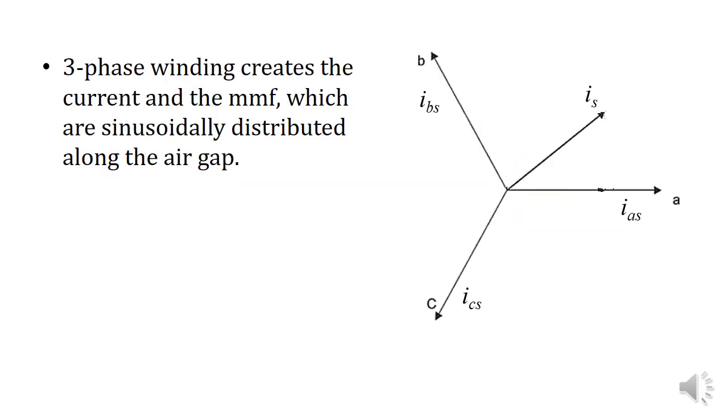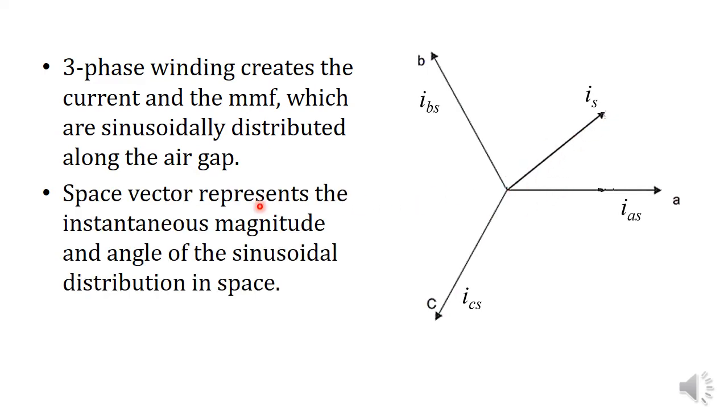In the case of a three-phase induction motor, it has a three-phase stator winding. So this three-phase stator winding creates the current and the MMF, which are sinusoidally distributed along the air gap. And as we know, the stator currents IAS, IBS and ICS, there are three stator currents because it is a three-phase stator winding. They are 120 degree apart. Three-phase stator currents are having 120 degree phase difference from each other. And this IS is the current space vector.